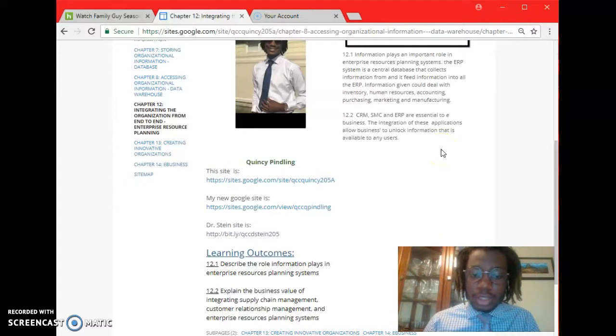Customer relationship management, supply chain management, and enterprise resource planning are very essential to e-business. The integration of all these applications would allow businesses to unlock information that is available to any user. This would promote trust, and it would make users feel like there was nothing being hidden from them.